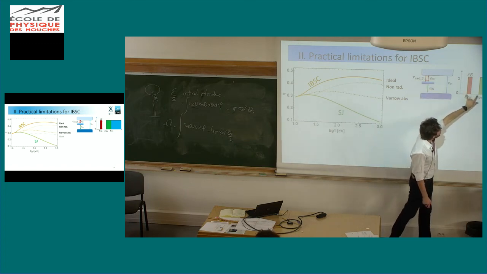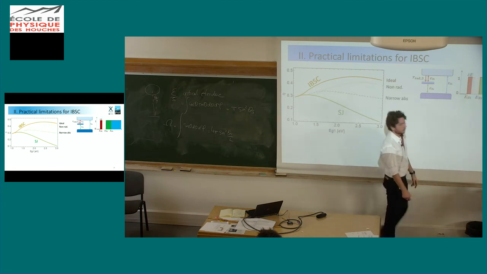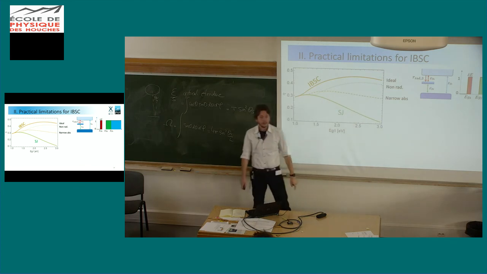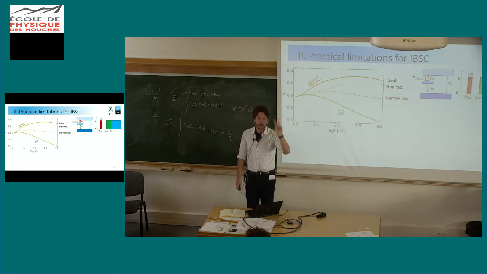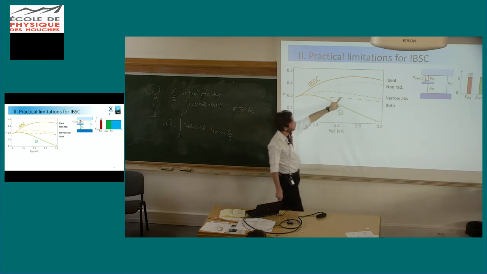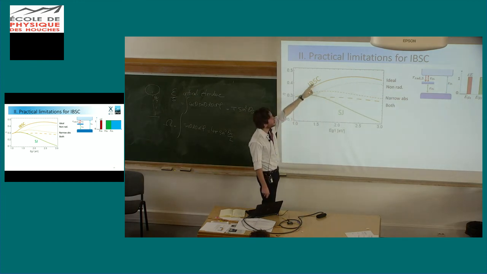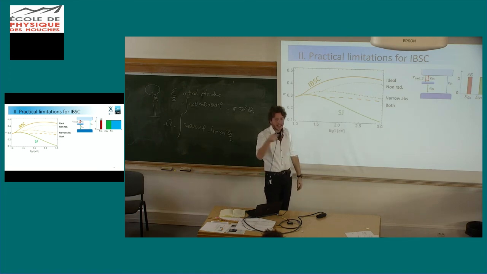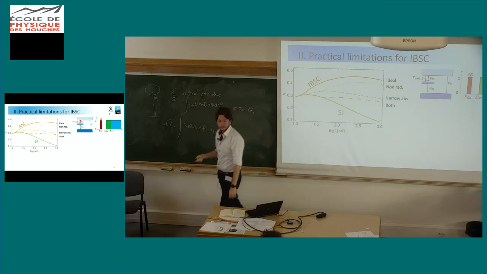So I might consider not a full absorption, but just a narrow absorption. And if I do this, efficiency goes down. But the worst is to come. If I now have these two things together, both non-radiative recombination and narrow absorption, the efficiency is decreased so much that the IBSC now is not even able to go above the Shockley-Queisser limit. So if you have narrow absorption and non-radiative recombination, the IBSC is just not able to overcome the Shockley-Queisser limit.